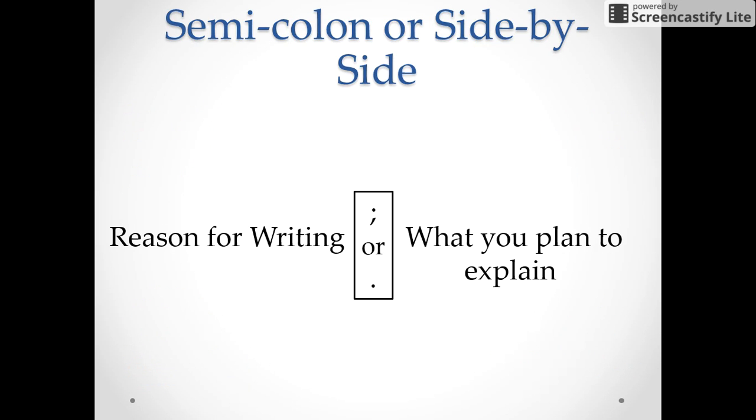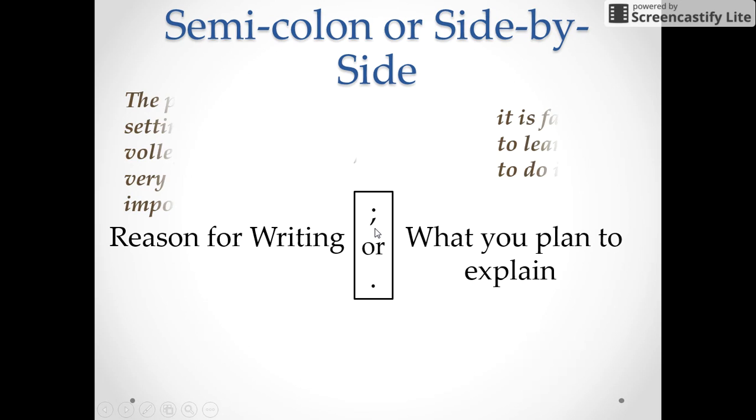Semicolon or the side by side. This is where you either use two separate sentences and just separate them with a period, or you write two separate clauses and you separate them with a semicolon. We use semicolons when we want to show that the two clauses or sentences are related. Even though they're talking about slightly different things, there's still a relationship between them, and that's what the semicolon is for. If you don't remember what a semicolon is, it's this guy right here.